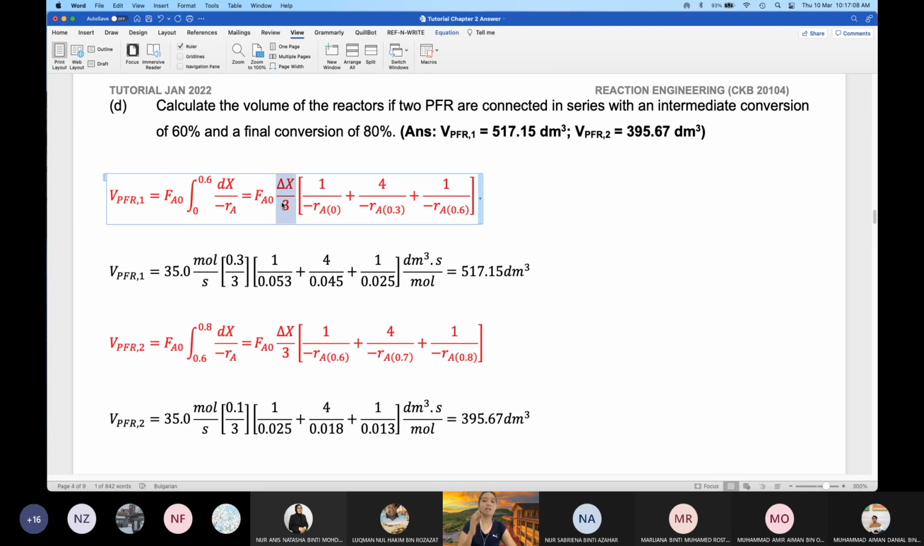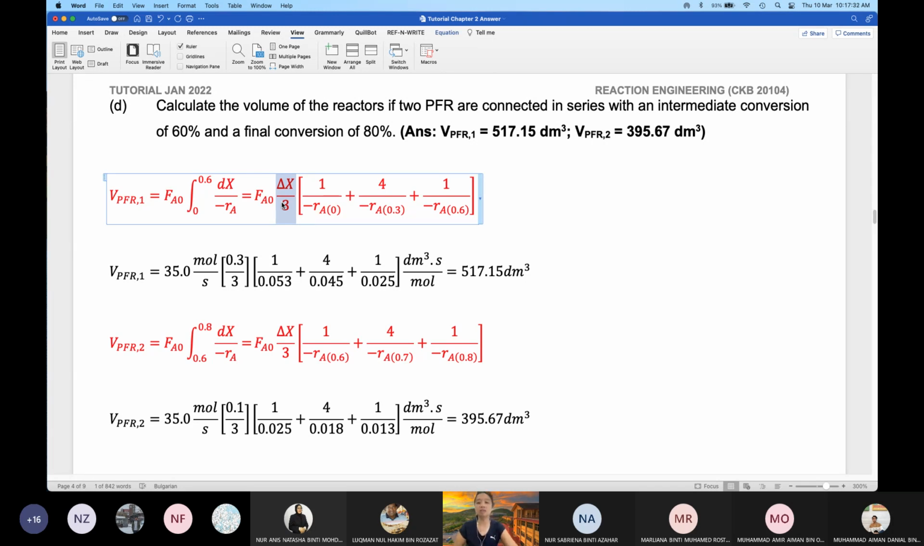Okay, so this part kita kira berapa delta X. So again, in terms of X, 0 our lower limit, our upper limit was 0.6. So 0 to 0.6, middle X dia adalah 0.3. So middle X tu kamu kena tahu sendiri macam nak cari. It's just a middle conversion between 0 to 0.6. So middle X dia 0.3.